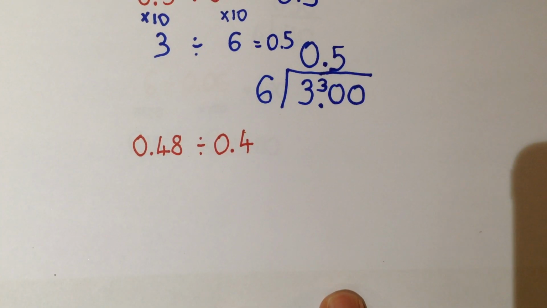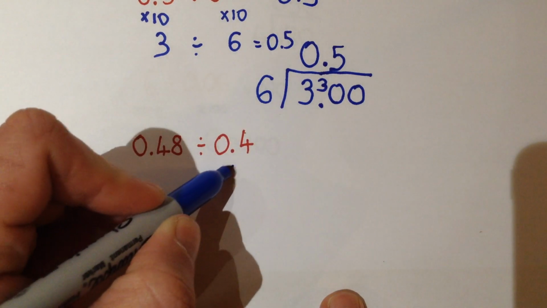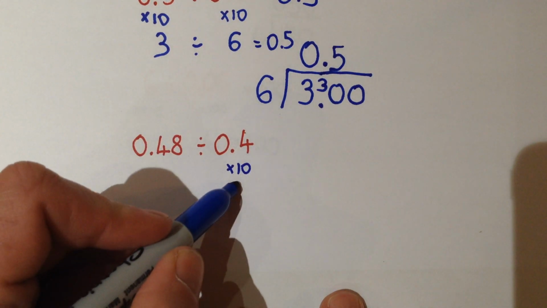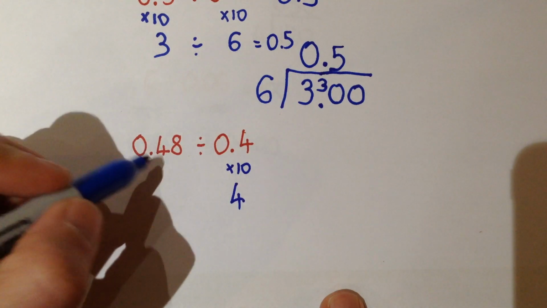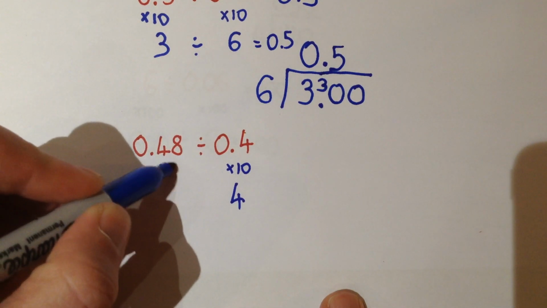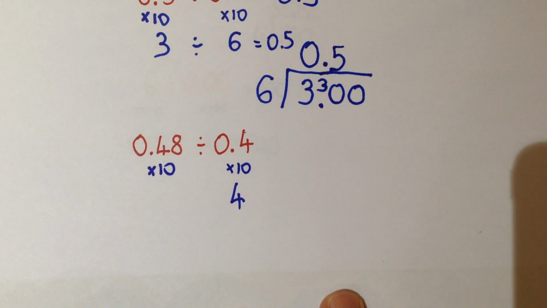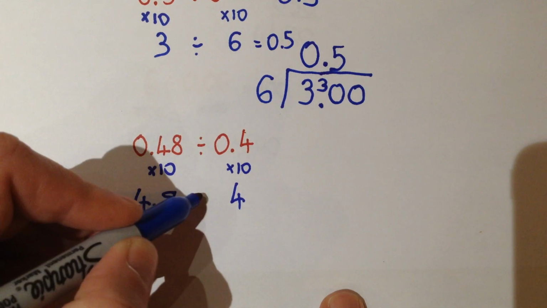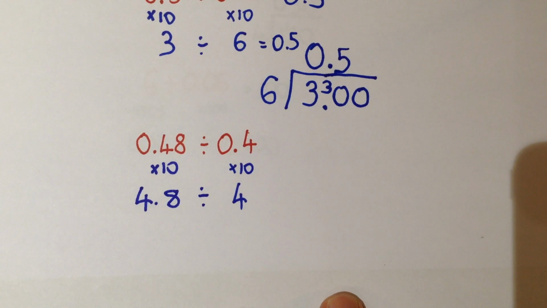For 0.48 divided by 0.4, again, it's all to do with this second number. To change that into a whole number, we'd multiply by 10 to give us 4. We've got to do the same to both, so I'm going to multiply this by 10 as well. Now if you notice, 0.48 times 10 gives us 4.8. So we need to do 4.8 divided by 4.